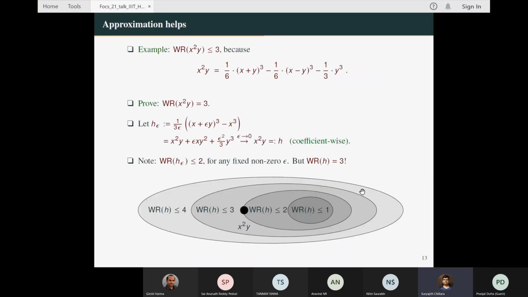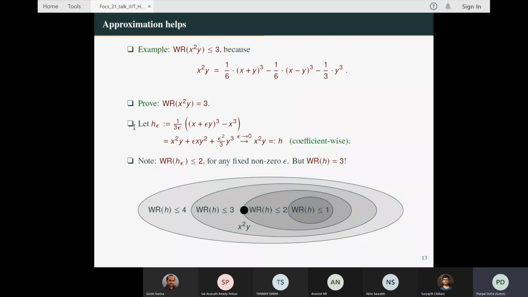Hey, Pranjal. So how do you show that Waring rank of x square y is at least 3? Oh, you just brute force. Actually, you can show it by brute force. Do you have a discriminant for that as well, in some sense? Yes. For cubic, you can go to discriminant and so on, but for higher you cannot. But yeah, that is also that.